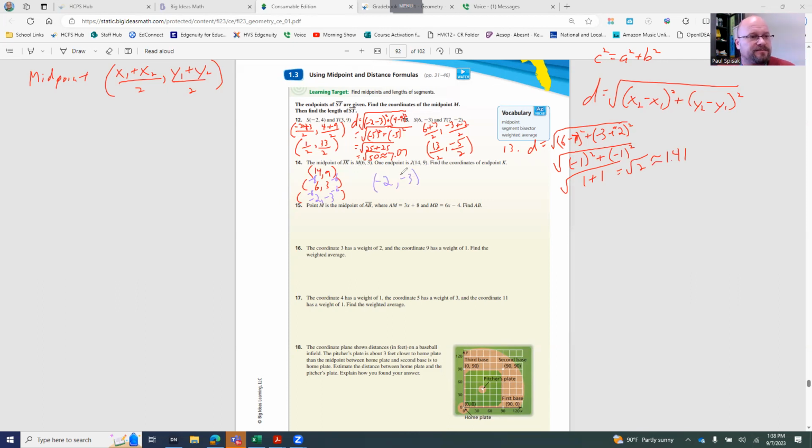On 15, point M is the midpoint of segment AB, where AM and MB are given as equations. Find AB. So they're giving us the two halves, and we have to find the whole. It'd be easier if we draw a picture first so that we can see what we're actually doing. Here's A, here's B, the midpoint in the middle. And then we have 3x plus 8 and 6x minus 4.